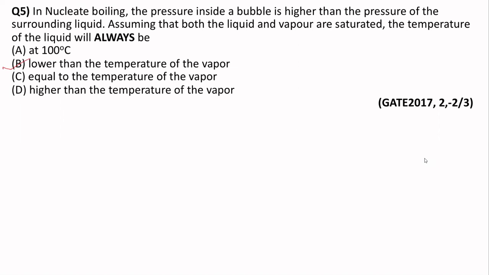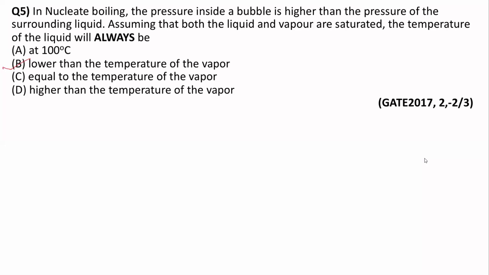Sir, because it is not mentioned as water, so I just omitted 100 degrees. And it is given that the pressure inside a bubble is higher than the pressure of the surrounding liquid, so it cannot be equal. Yes. And now there is the option of lower and higher. What I thought was, it is said that it is saturated, meaning liquid and vapor are saturated. So the pressure inside the bubble is higher, which means the temperature will be lower of the liquid. Okay, so you are on the right track, Kaushik.